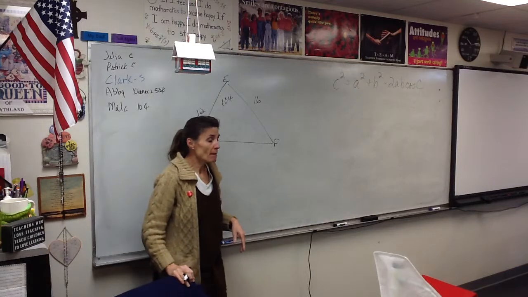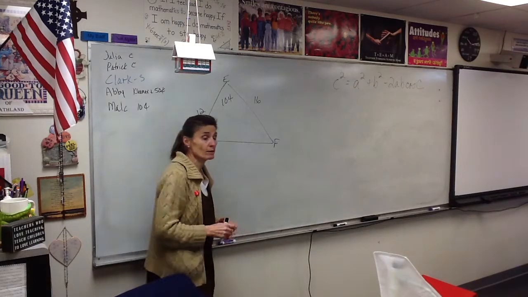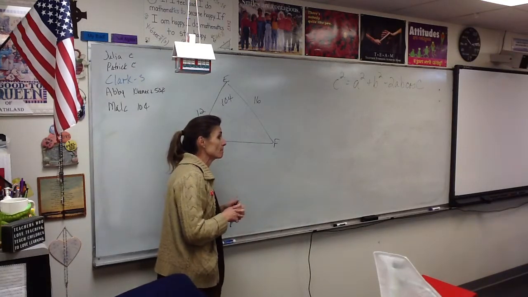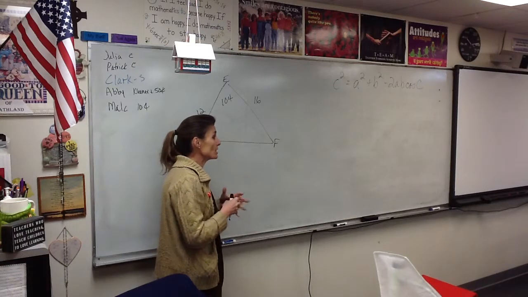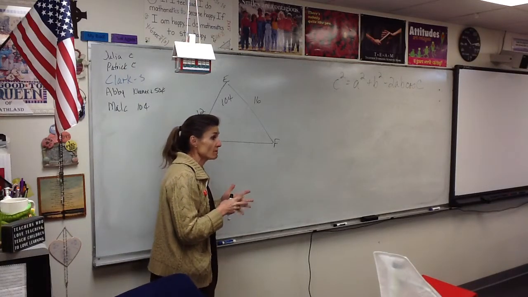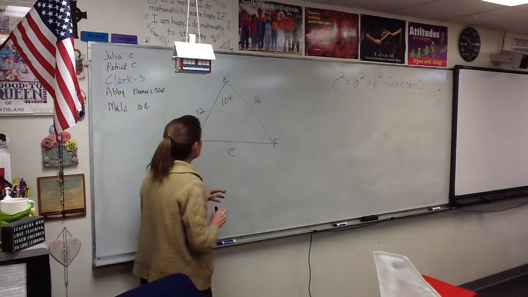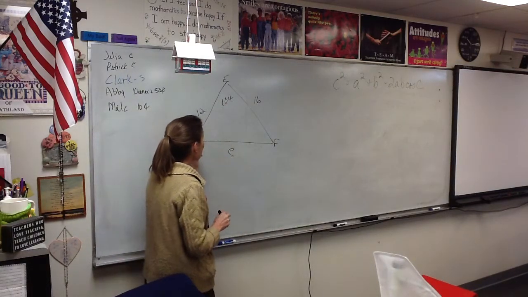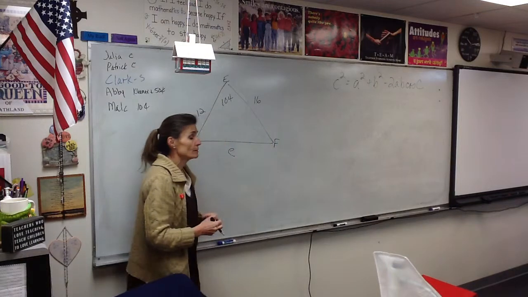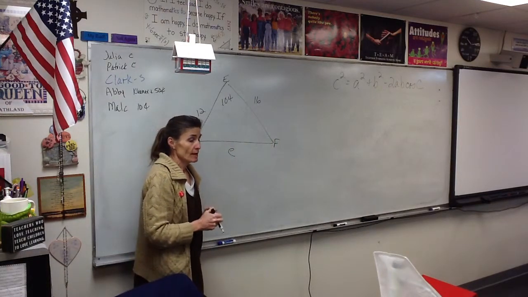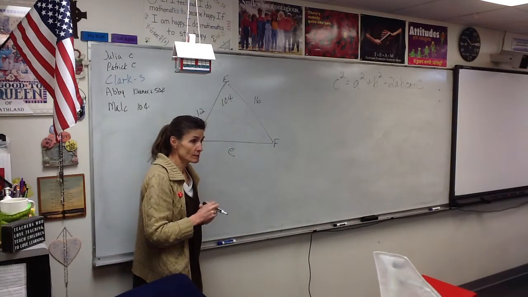So when I look at my problem, directions say solve the triangle, just like it did on your quiz. The first thing you want to do is see if you can use your law of sines. So we look and see. Let's see, this would be side E. Do we have a pair? No. Okay, so now I'm going to set up my law of cosines.